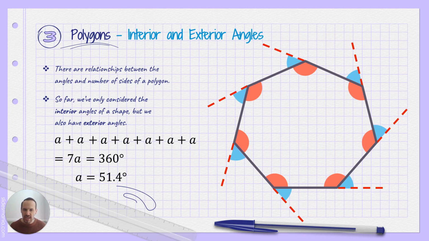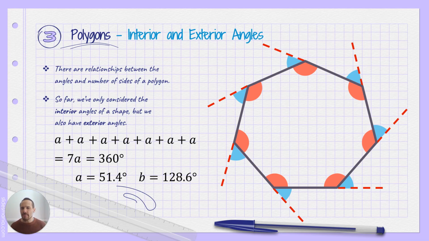So say a seven-sided shape, 7 lots of that exterior angle will equal 360 degrees. And this is the same for any shape. Say a pentagon, it'll be 5 lots of that exterior angle will equal 360. And so then you can work out, one would be 72 degrees and so on. So we can do this for any shape.